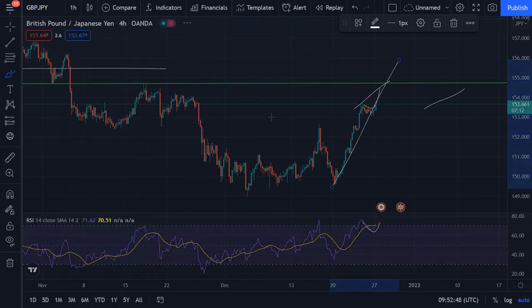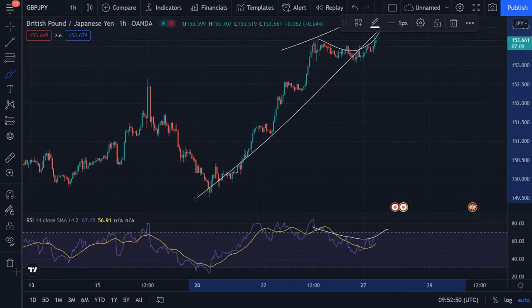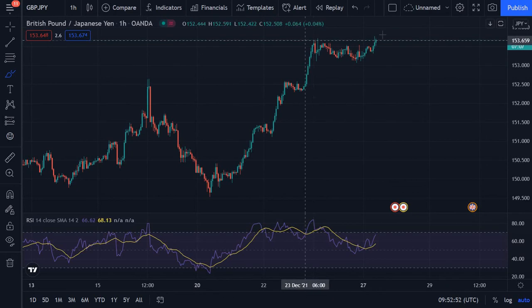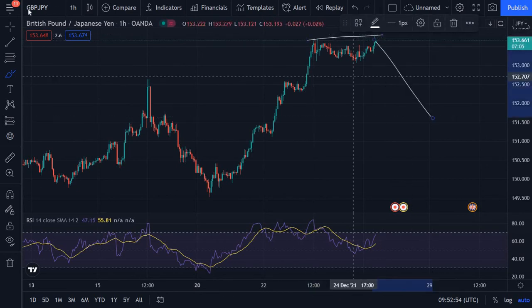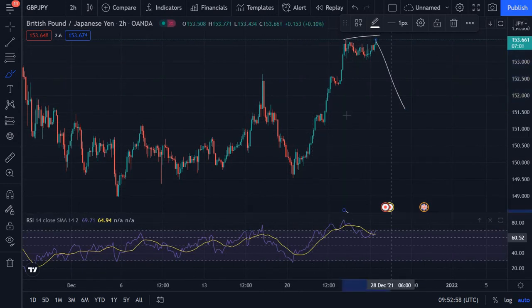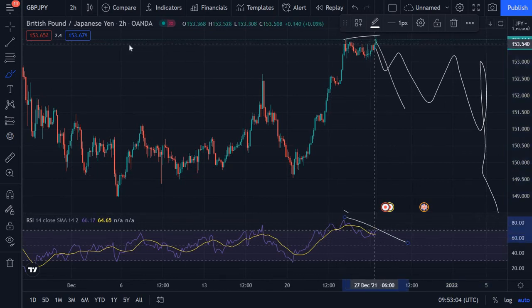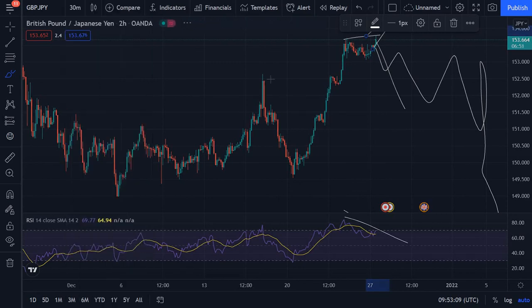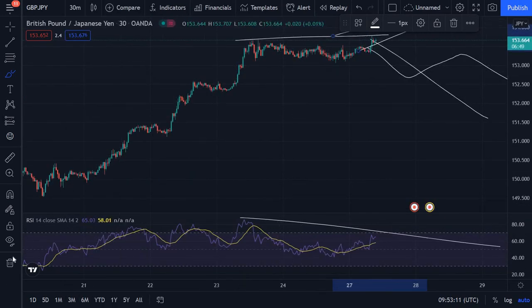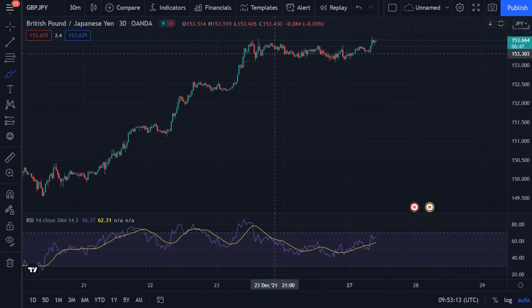Not quite sure if I'm interested in doing anything here at the moment. This could also turn into a double top with a bearish divergence. So if we see a break, then we will go lower, since this could still turn into a bearish move. But at the moment it looks like we are trying to break above and target some kind of new levels.